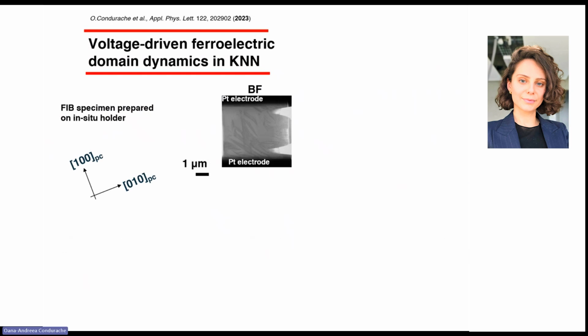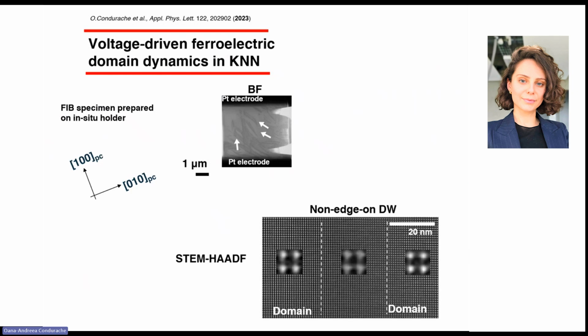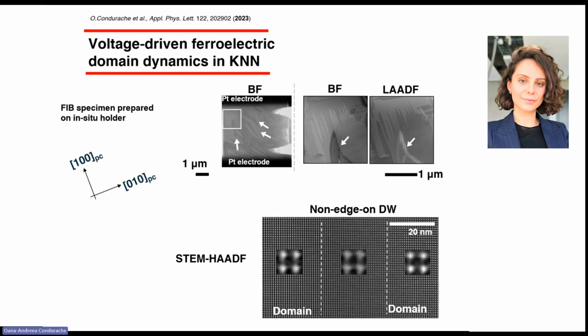And this is a specimen of potassium-sodium niobate, where it's very common to find these irregular features, which we believe are non-edge-on domain walls. But looking closely, at local scales, we also have other type of domains, such as this comb of needles. And the needle-like domain walls are a very common morphology in many other materials, not only KNN.